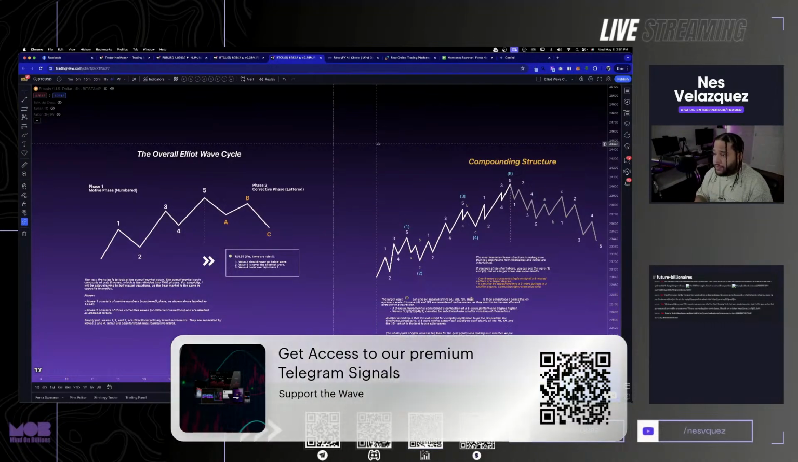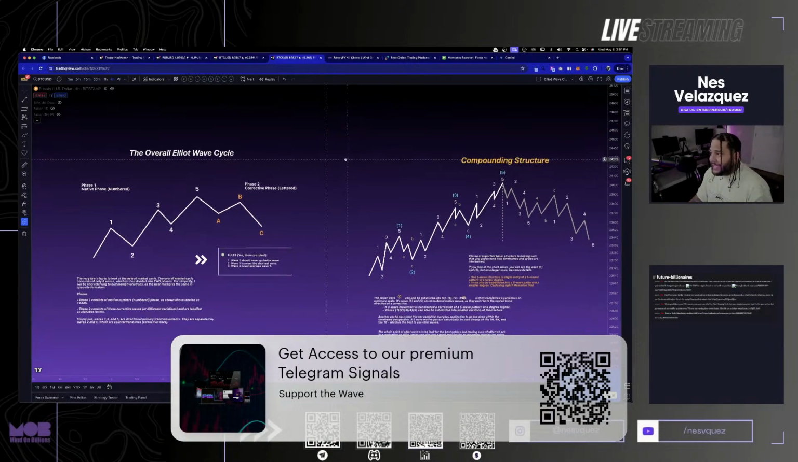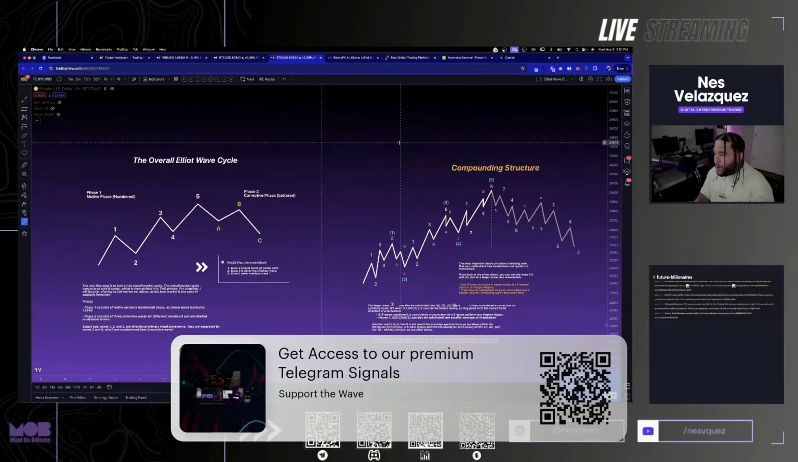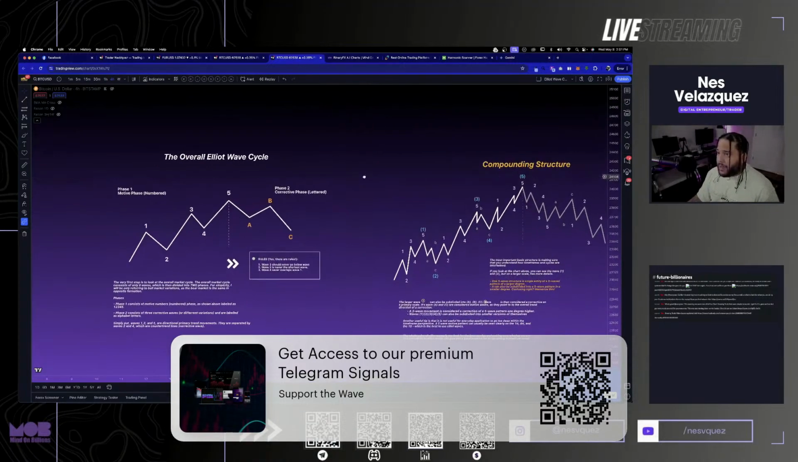Okay, so the overall Elliott wave cycle is this. This is a little easier than the Fibonacci and the Gann box, because the Gann box has Fibonacci elements to it. But the idea of Elliott waves is that the market moves in pulses for the most part. And so this is the breakdown of it.